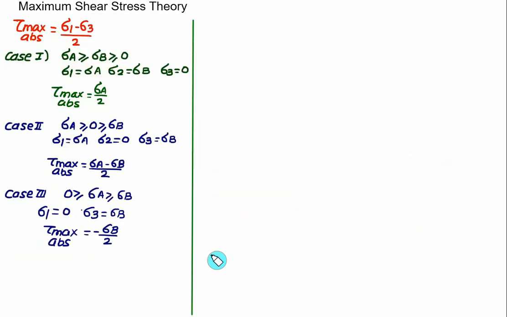For the maximum shear stress theory, we have taken the three cases. Case 1: tau max absolute is equal to sigma A by 2. Case 2: tau max absolute is equal to sigma A minus sigma B by 2. And case 3: tau max absolute is equal to minus sigma B by 2. Now whenever we consider the tau max value, there are two values for tau max.